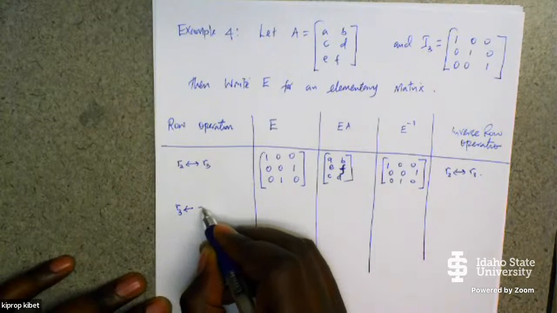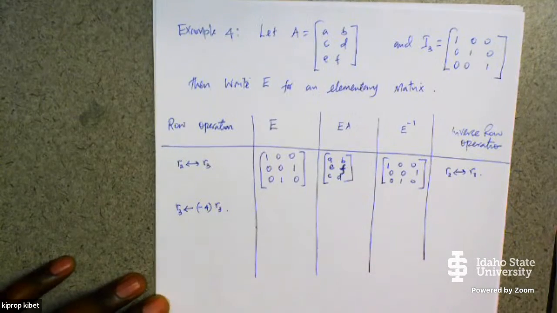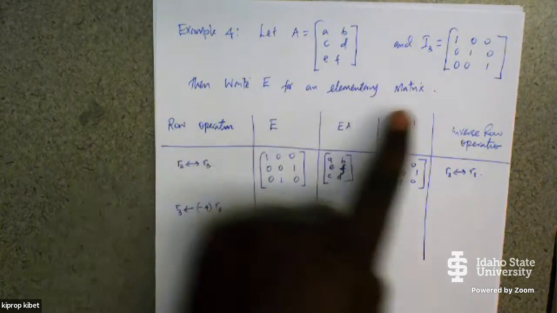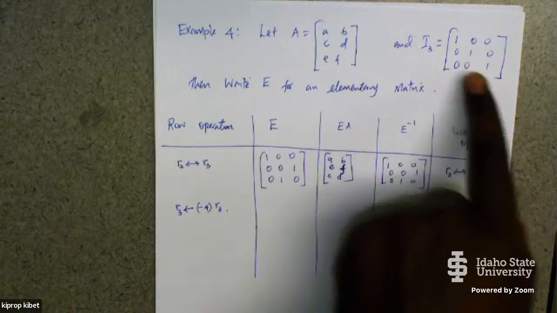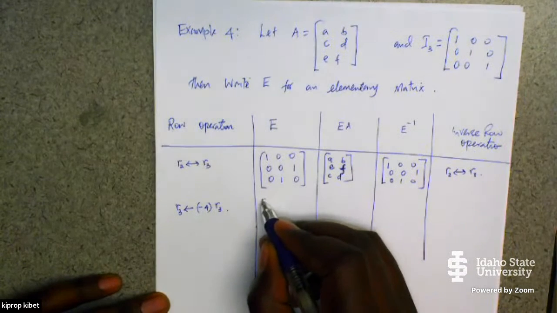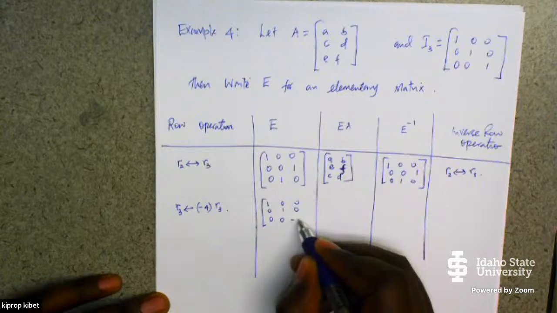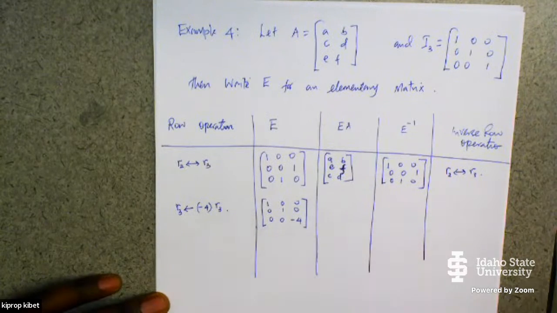Now, if we do another row operation here, if we take R3, to get the new R3, we multiply R3 by -4. So our elementary matrix here will now be 1, 0, 0, 0, 1, 0, 0, 0, and -4.